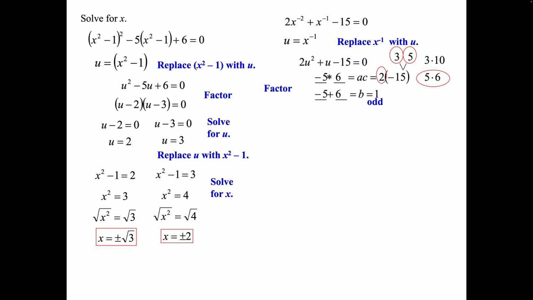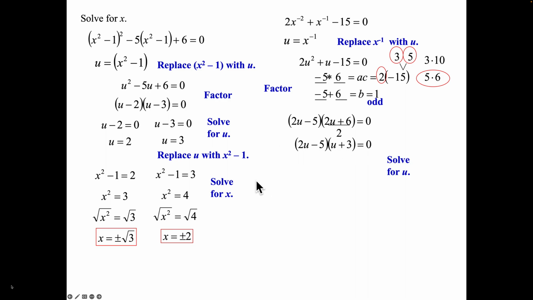So 6 will be positive, the 5 will be negative. Take that 2u, write it in twice, both binomials, put in your two numbers, minus 5 plus 6. Because I'm using one extra 2, the second parentheses has a GCF of 2. We're going to divide out that extra 2 we put in, and now that's factored.